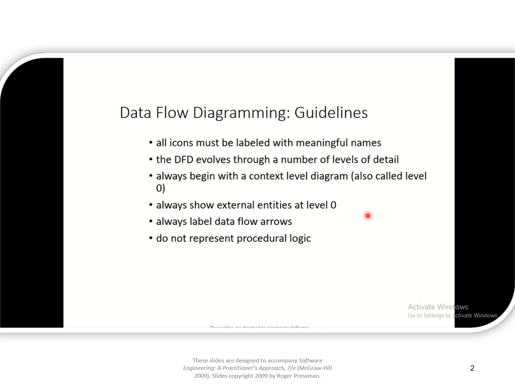The second point is showing you that the DFD evolves through a number of levels of detail. Like, DFD is presented in a hierarchical fashion. That is, a data flow model has various levels of abstraction. The initial level is known as level 0, and then we have level 1, level 2 and so forth.